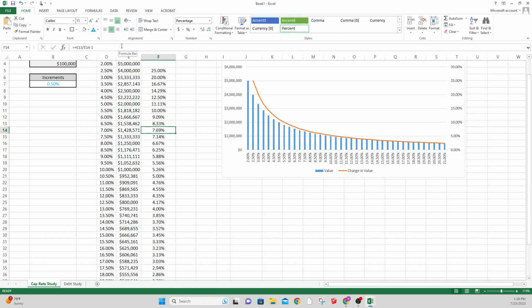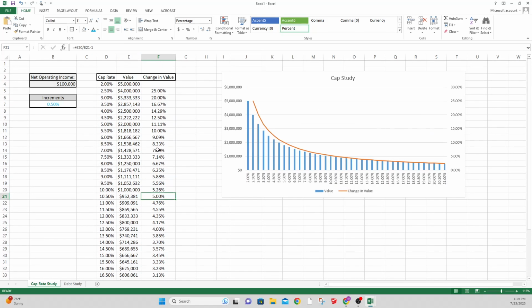It's one thing to look at as you go further down these cap rate assumptions: the changes in value really aren't as hiddenly leveraged. So I just wanted to bring that to your attention.